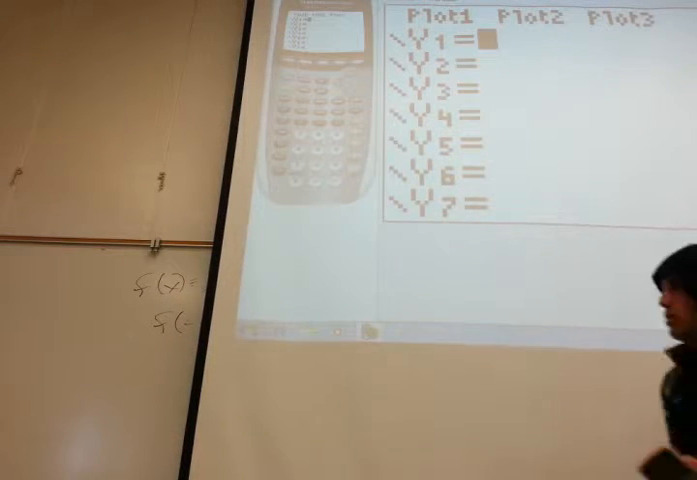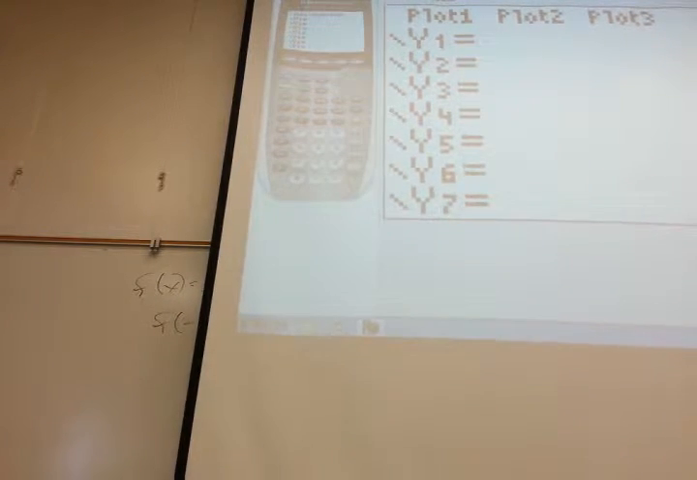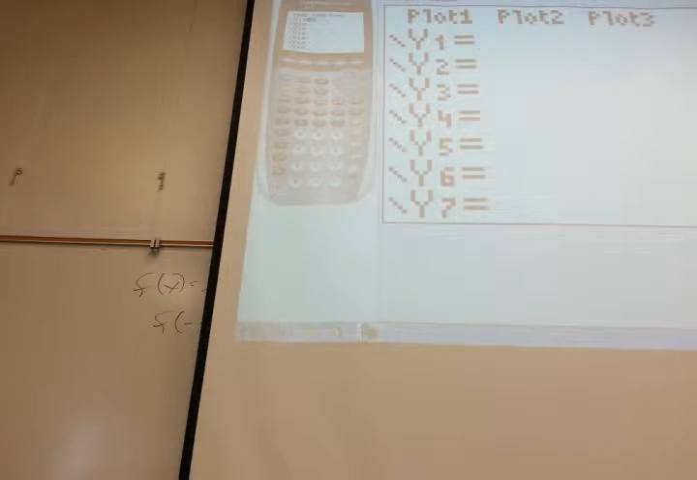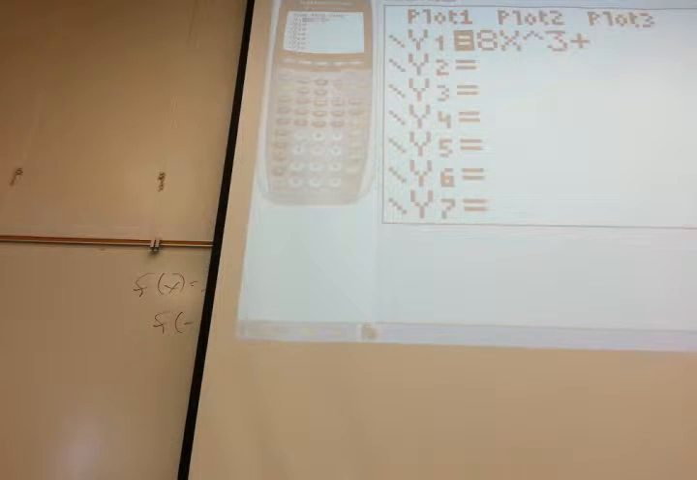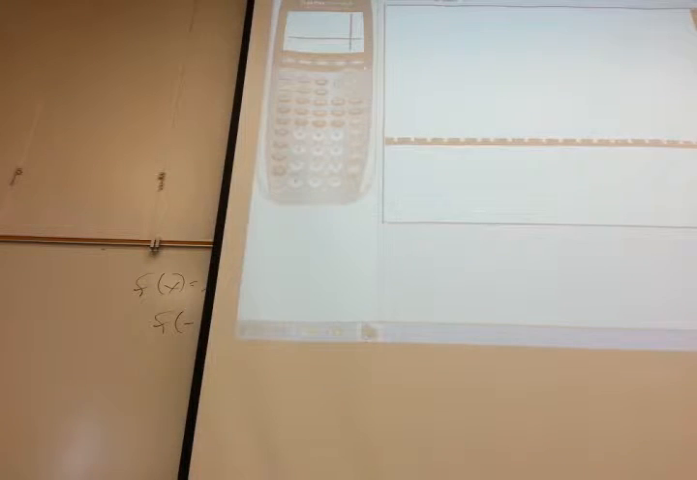All right, so let's try this out. Let's do 8x to the 3rd power plus 4x squared minus 10x plus 3. All right, let's see what happens. Oh, of course, my window's all freaky, which is good.